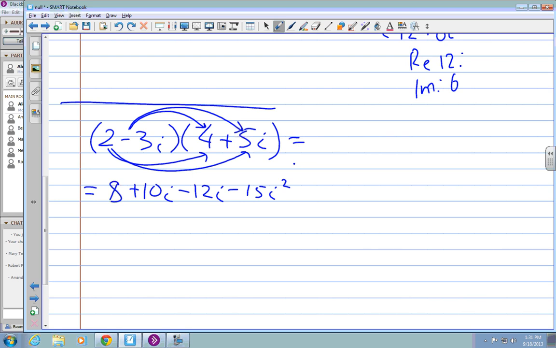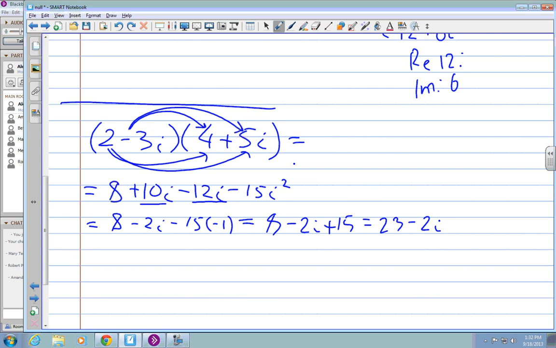Yeah, all of those, and I'm about to show you some examples. But yeah, all that applies. The only thing you just have to keep in mind is that i squared equals -1. That's the only new real thing here, okay? So when I do that, I have 8. Then I can combine like terms. 10i minus 12i is -2i. And -15i squared becomes -15 times -1, which makes it +15. Right. Very good. So this is 8 minus 2i plus 15. So 23 minus 2i. Right?